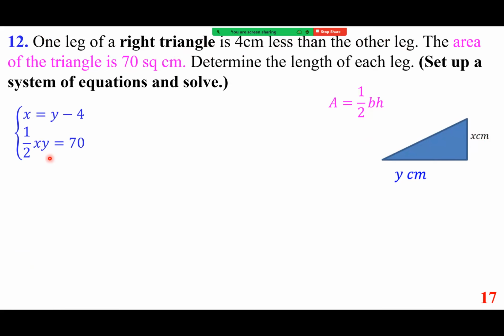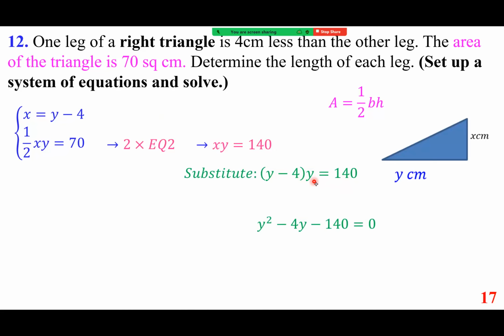Because we don't like the fraction, let's get rid of that. So multiply both sides by 2. And let's do the substitution. X is Y minus 4. I can replace the X here. And so I get Y squared minus 4Y equals 140. I'm going to move the 140. The reason I bring everything to the same side is so I can factor.